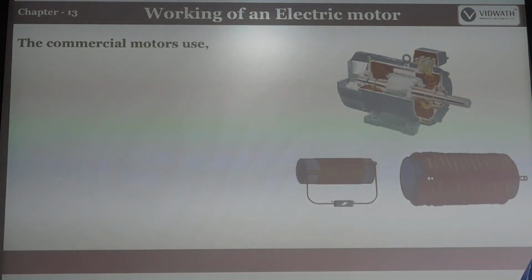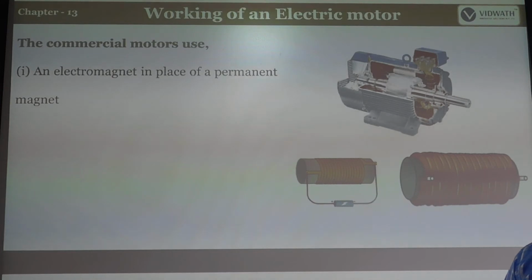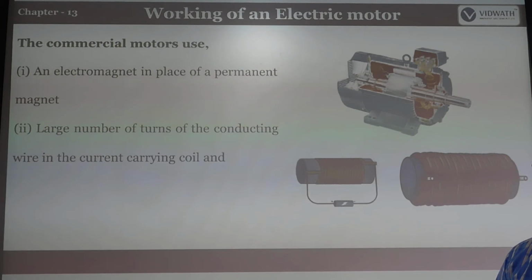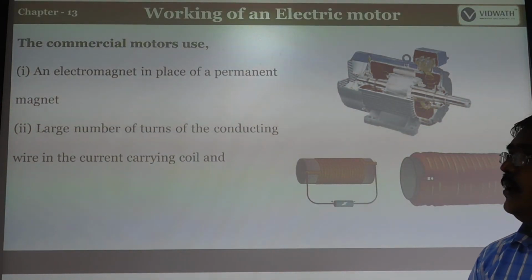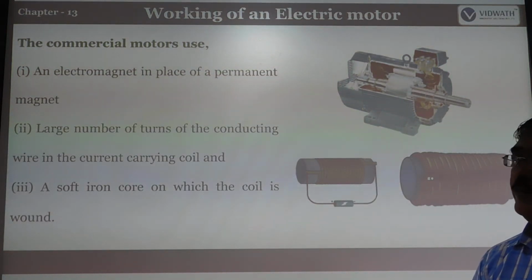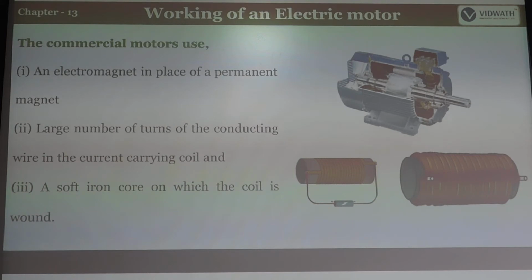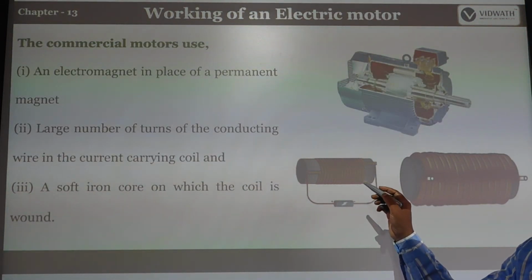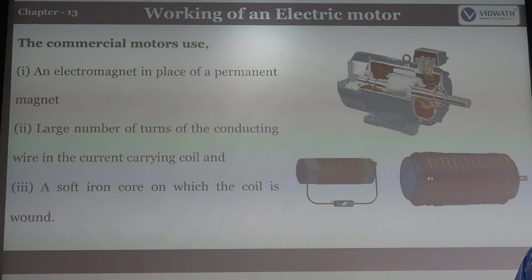Commercial motors are used where we use an electromagnet in place of a permanent magnet. So where we could use a permanent magnet, in that place we use an electromagnet. It has a large number of turns of conducting wire, a current-carrying coil, and also a soft iron core, around which the coil is wound.